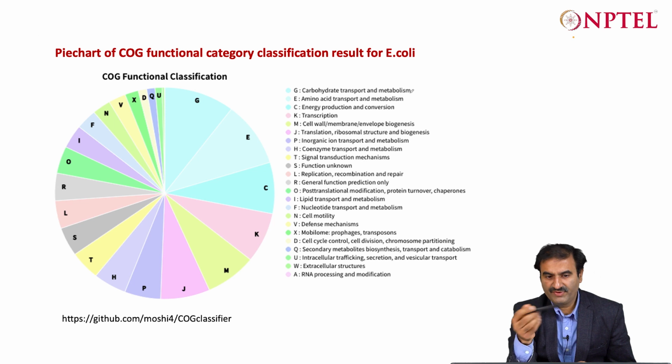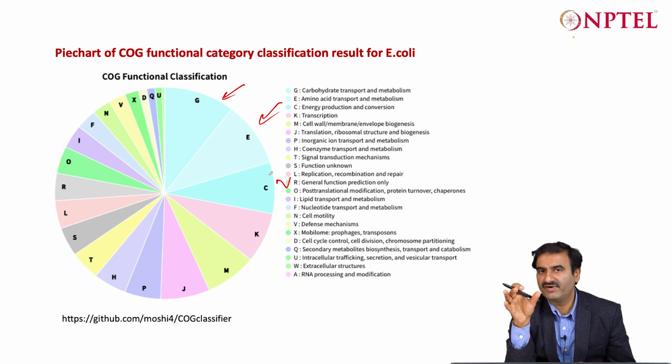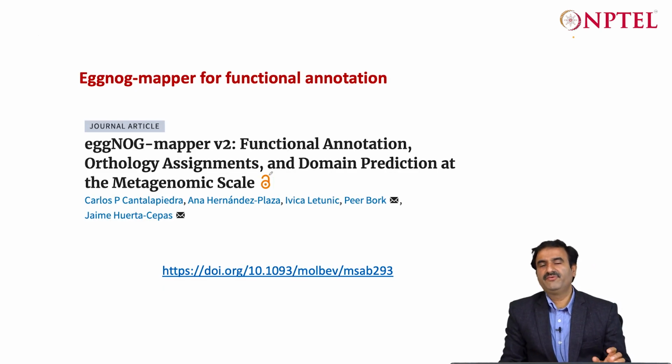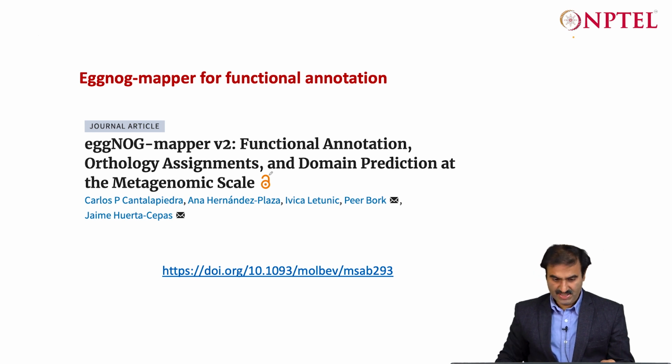We also discussed this in the previous lecture. So G is carbohydrate transport and metabolism, E is amino acid transport and metabolism. So it gives you a quick overview of what kind of functions, or broad class of function, is abundant in your data set, and lets you compare different data sets. So eggNOG-mapper is based on the same thing, and this classification and assignment is based on orthology. So it can be used for eukaryotic gene annotation, or prokaryotic, or also metagenomic gene annotation.